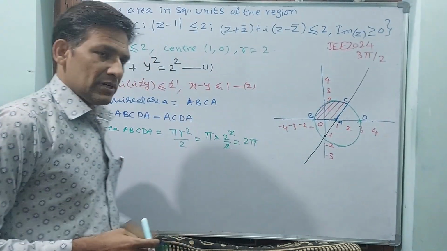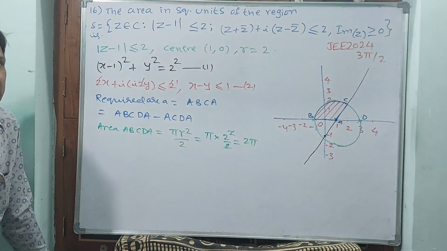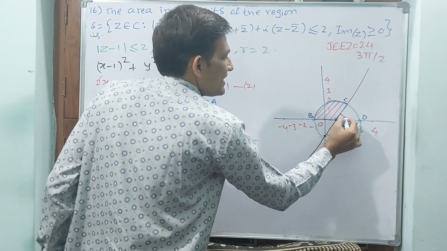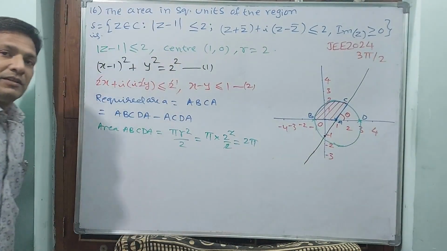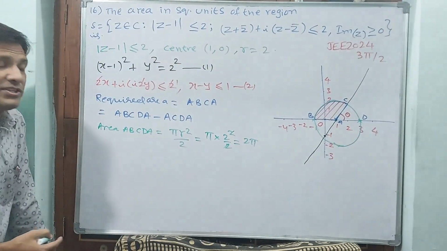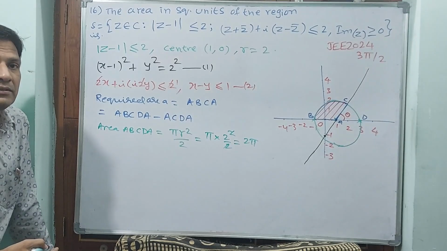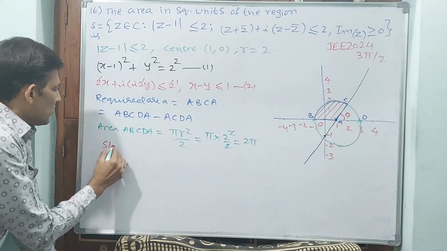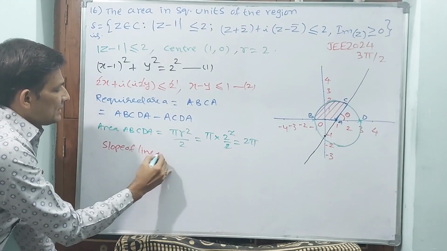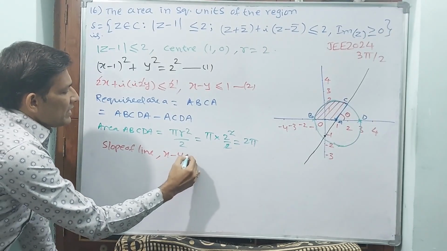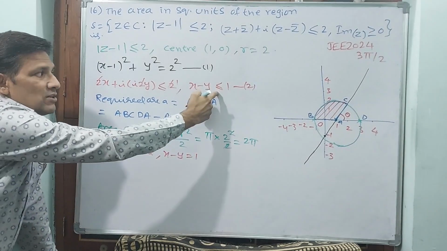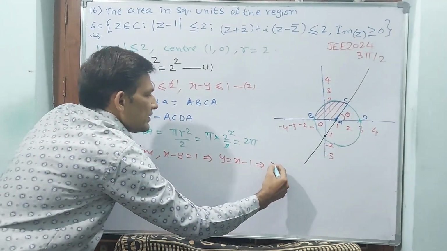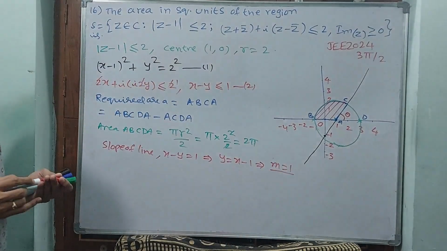But ACDA you have to subtract. If you subtract, then the total required area is going to come. How are you going to find ACDA? See, if you are able to find this angle theta, then you can find that area, the ACDA area. How are you going to find theta? Yes. See, find the slope of the line x minus y is equal to 1. Why? Because while finding slope, I will take y equal to x minus 1. Implies y is equal to x minus 1. Implies m is equal to 1. Slope is equal to 1.